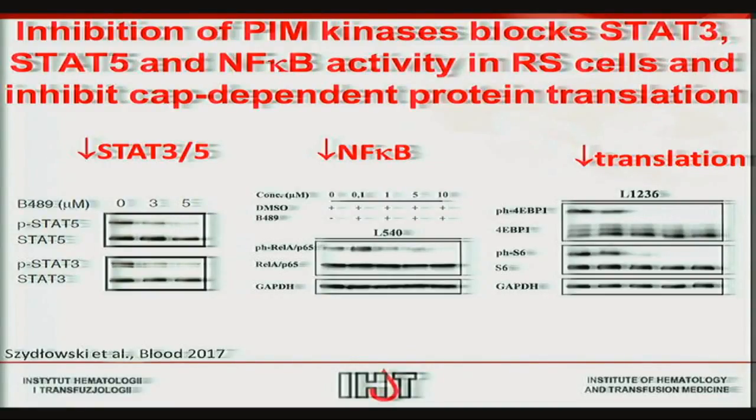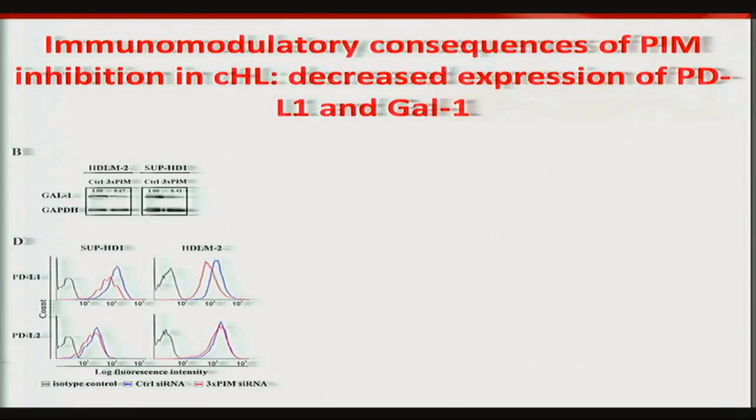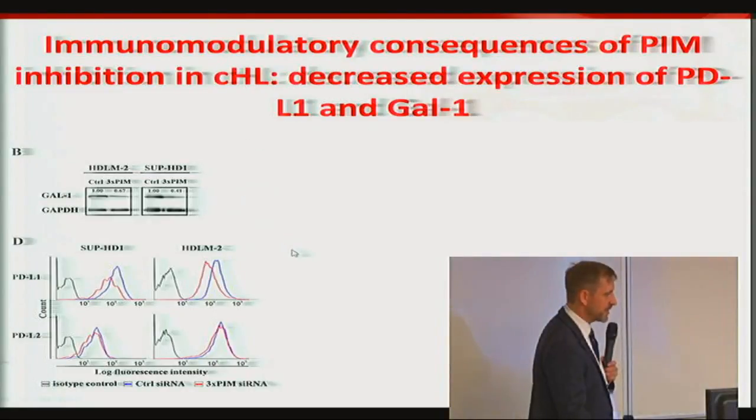To control the activity of the compound with genetic methods, we also silenced PIM kinases with siRNA, and we assessed the expression of galectin-1 and PDL1, PDL2 in this tumor. And as you can see here, assessed by Western blot, we have decreased expression of galectin-1, and we have decreased expression of PDL1 and, to a lesser extent, PDL2.